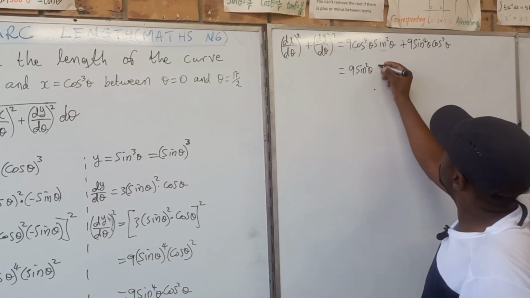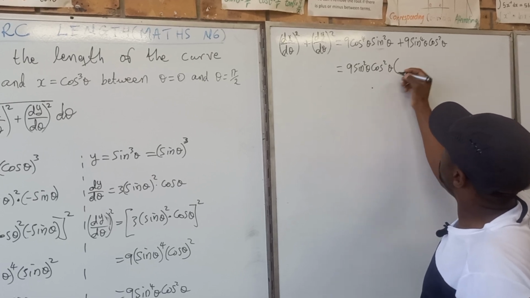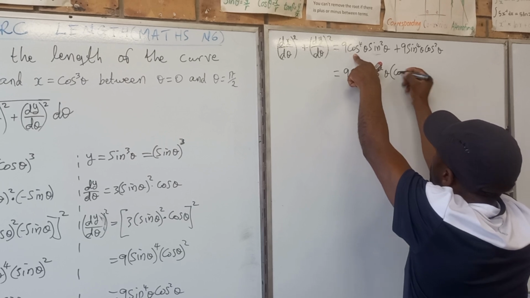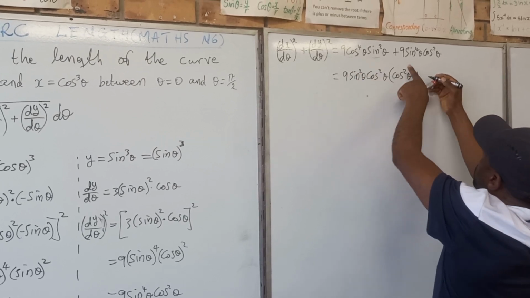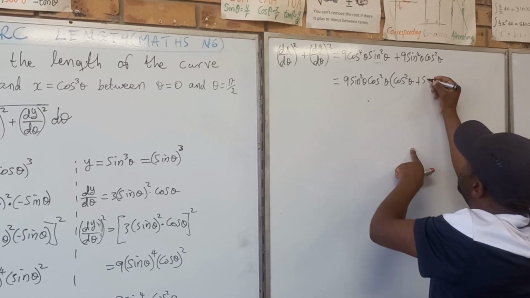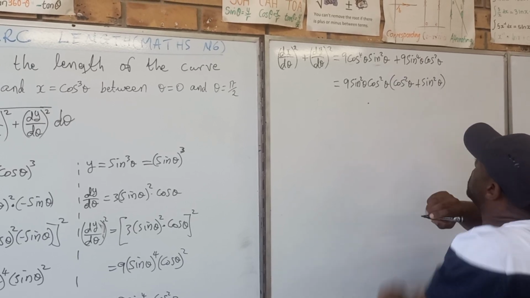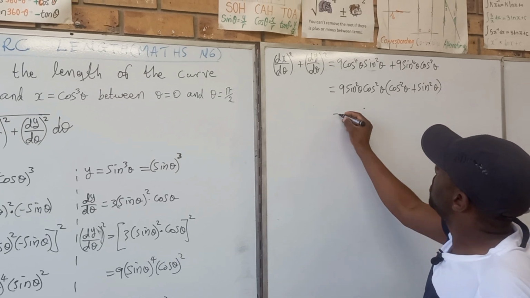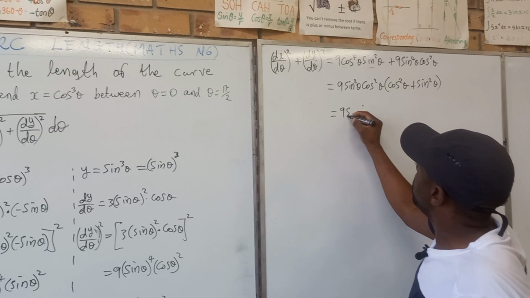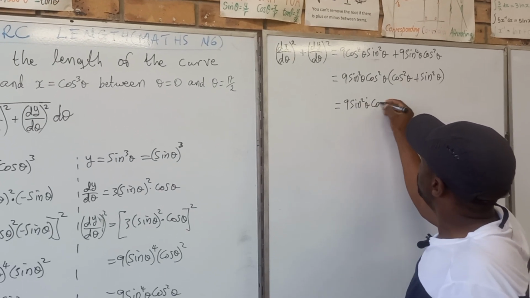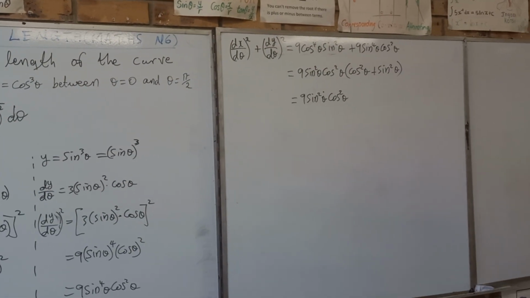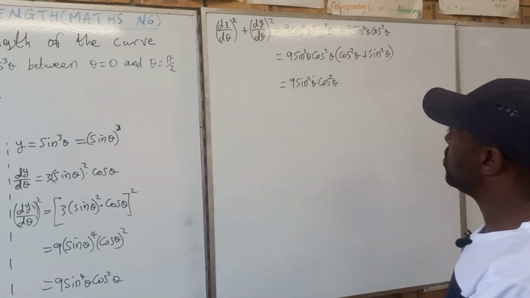Then I also see cos square theta. So in the bracket, if I take out 9 sine square cos square, then I'm left with cos square theta there. Then if I take out 9 sine square cos square, I'll also be left with sine square theta there. Then the item in the bracket is our identity, which is equal to 1, which in the Math N6 formula sheet is formula number 1 on page 1 of your Math N6 formula sheet. So that is how simple it breaks down to.